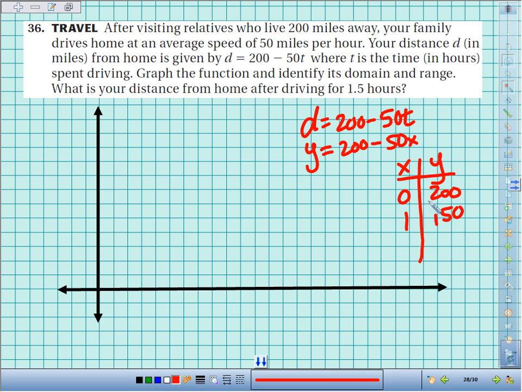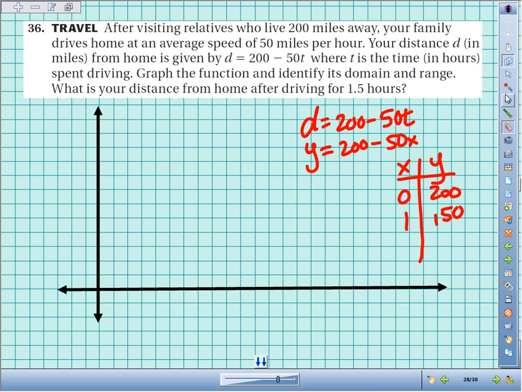At some point, this is going to have to stop. You couldn't say, hey, I'm going to let x equal 10, because, well, 50 times 10, that's 500 miles. 200 minus 500, you're negative 300 miles from home. That doesn't even make sense. So let's see if we can figure out where this graph is going to stop.